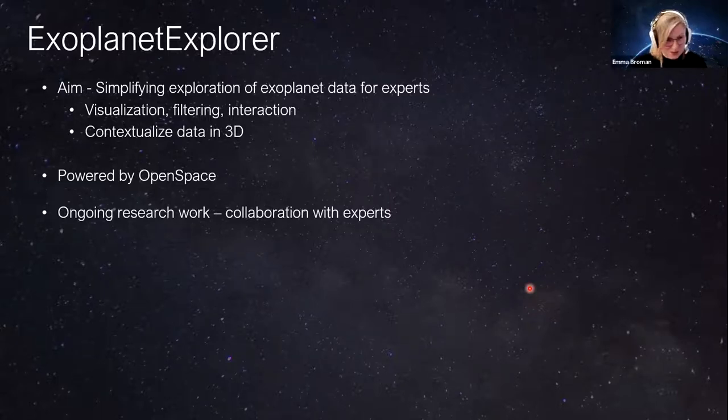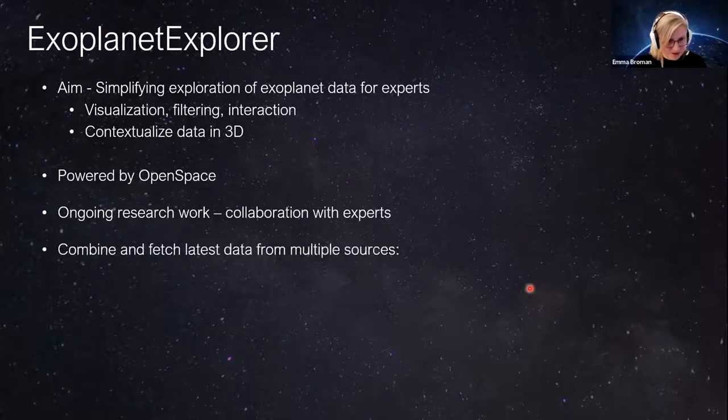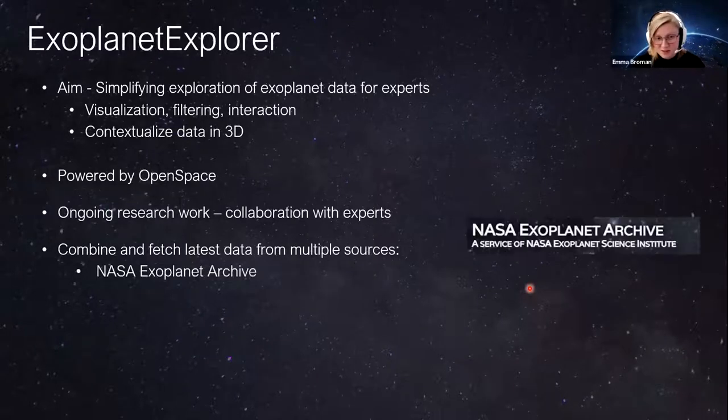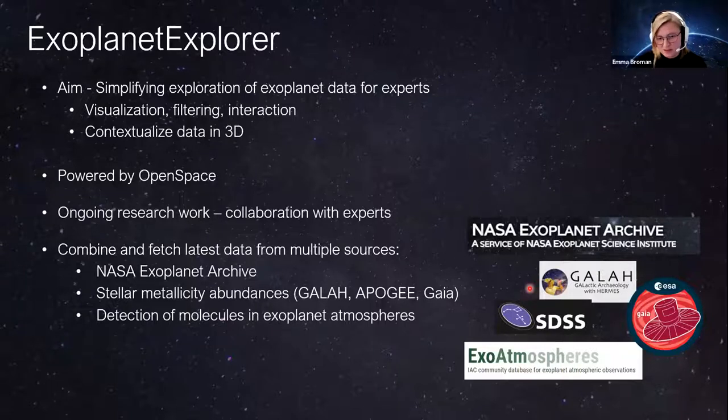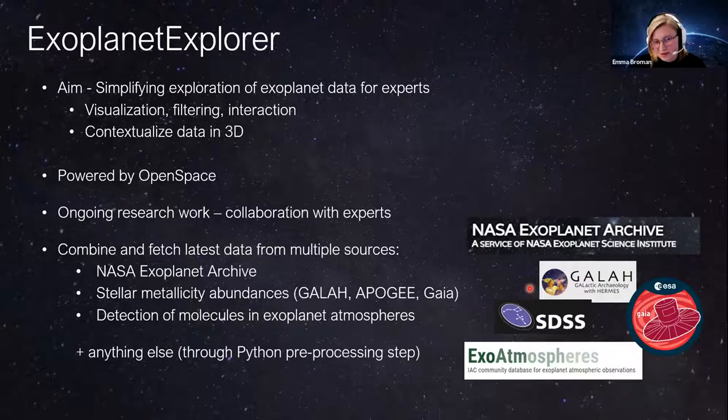So what I'm going to show you today is the first prototype. And for this, we've combined data from a few different data sources. This is done in a pre-processing step. Basically, all the user has to do is run a Python script, and it fetches the latest data from the NASA Exoplanet Archive and a few stellar metadata and stellar abundances data sets. There's more work to be done here, particularly when it comes to the new Gaia release, to get data from that in there. And we also have a small data set of detected molecules in exoplanet atmospheres that we've included. But this can be basically whatever else. Since the data processing is driven by Python, I expect that the experts might put whatever data they want into there and be able to analyze it the way they want in the tool.